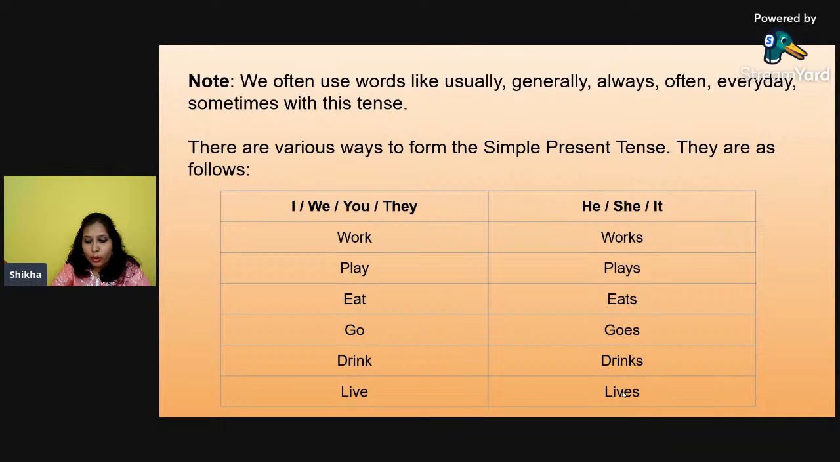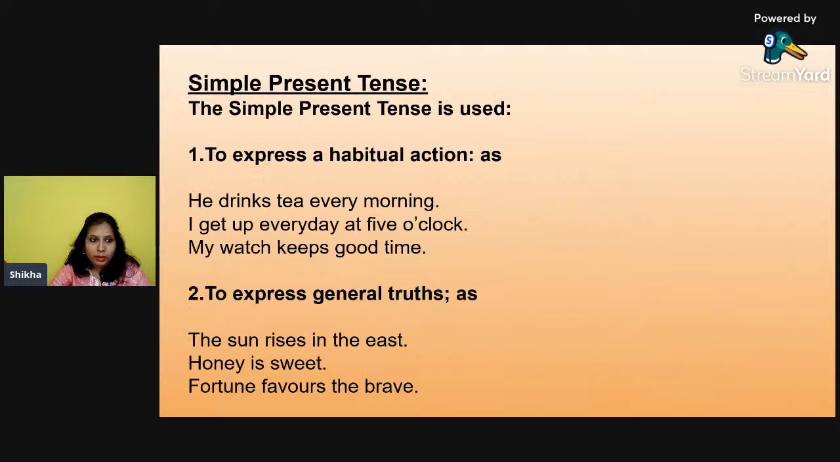I hope you understand the usage of verbs with first and second person pronouns and with third person pronouns. Simple present tense is also used for habitual actions, which I already spoke about, when we talk about our habits. He drinks tea every morning. I get up every day at 5 o'clock. My watch keeps good time.